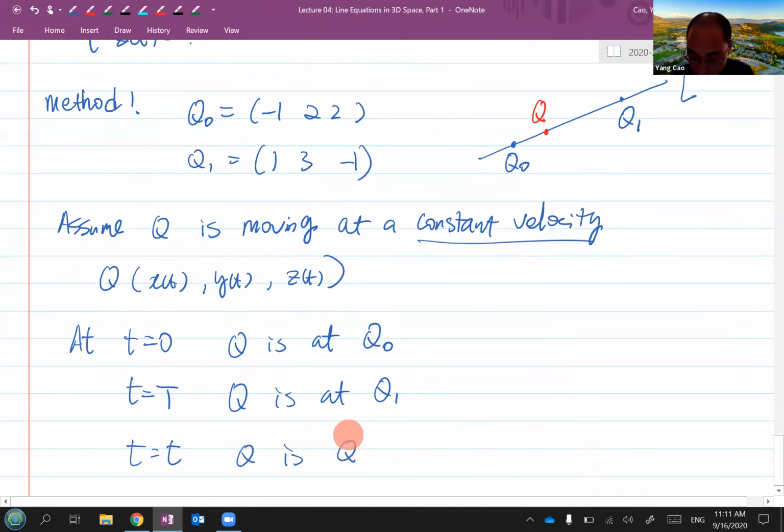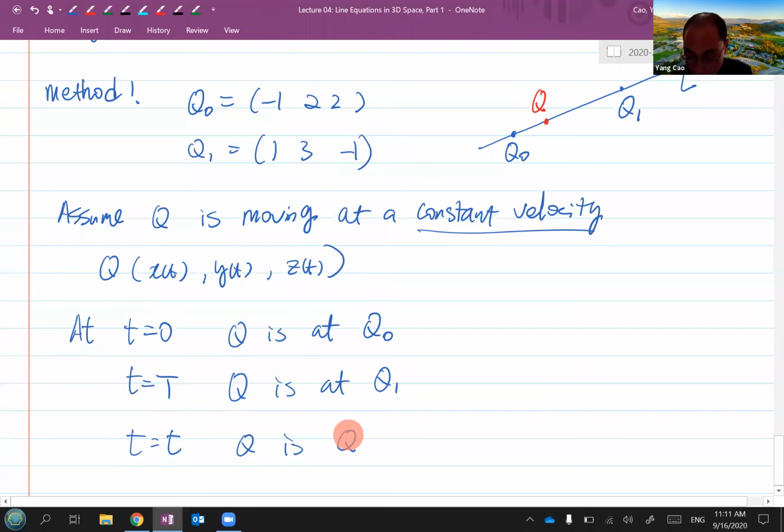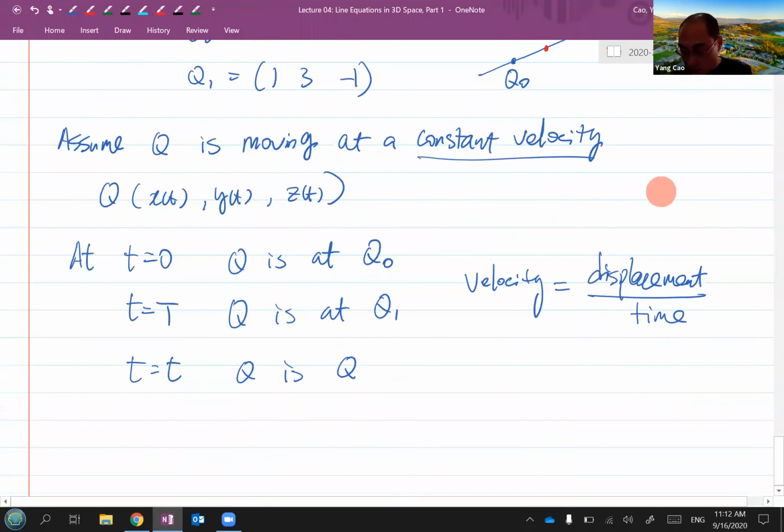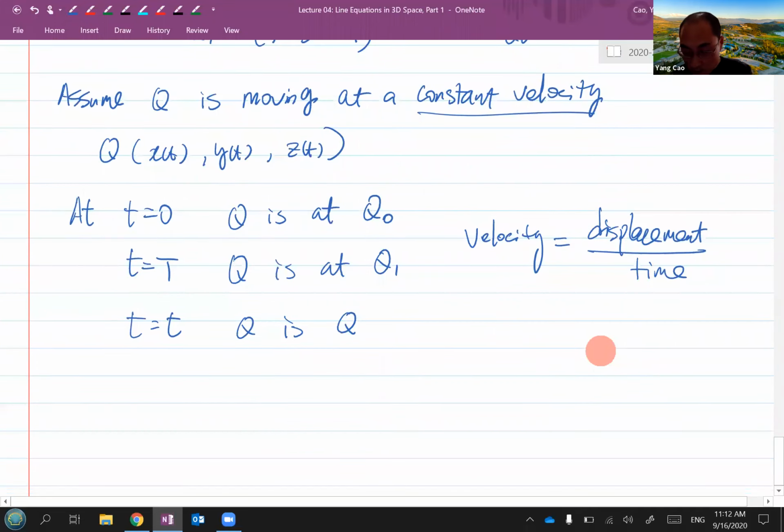Now I'm going to apply the basic physics formula: velocity equals displacement over time. In high school, it's all scalar, so you use distance over time and you get the velocity. But once you learn vectors, you know that displacement and velocity are actually vector concepts, so they can point in any direction. But I'm going to apply this formula here.